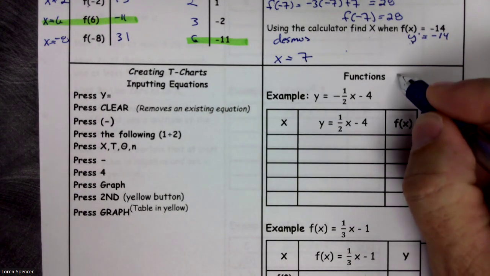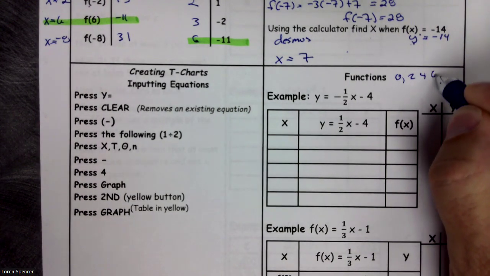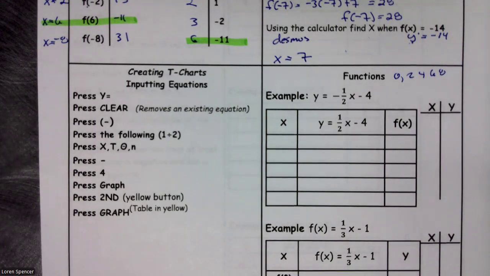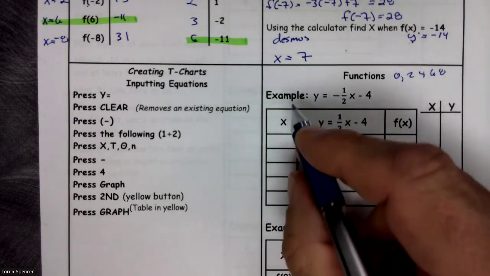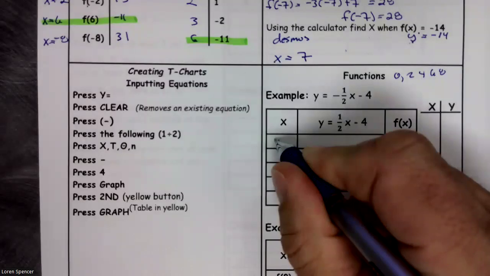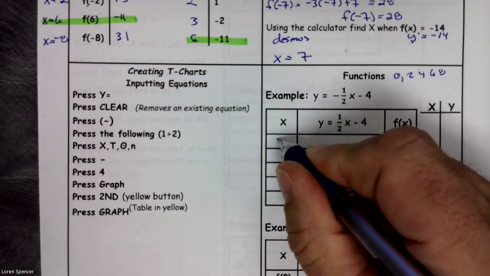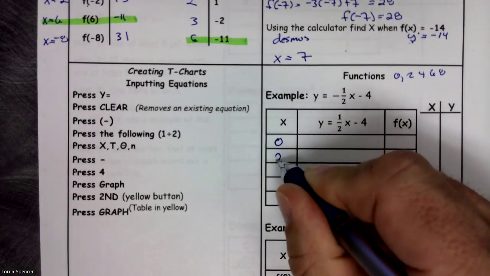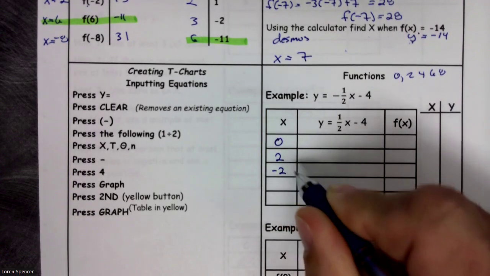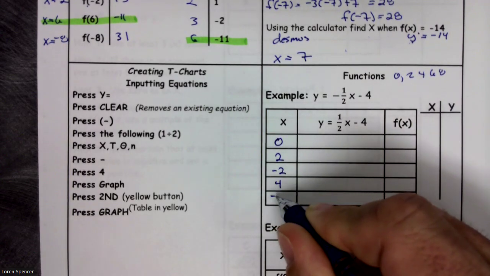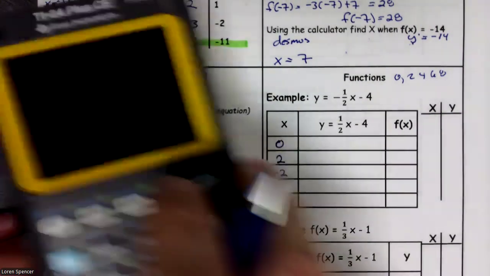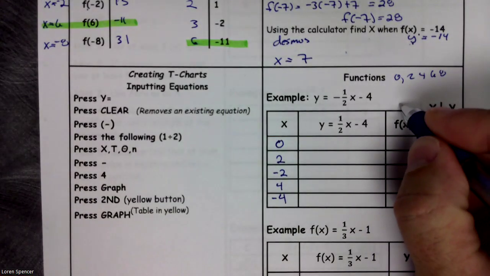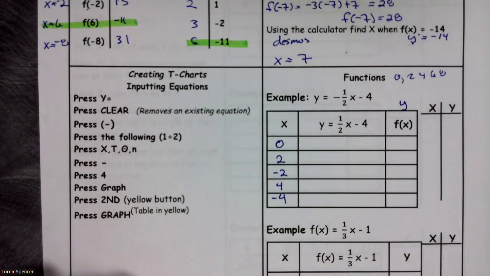So when you have fractions, you want to use multiples of the denominator. Multiples of 2 would be 0, 2, 4, 6, 8, positive and negative, and we want to have both negatives and positives listed. So why don't we do this? Let's start with 0. We'll do 2, we'll do -2, then we'll do 4 and -4. All right. And by the way, don't forget f of x just means y.